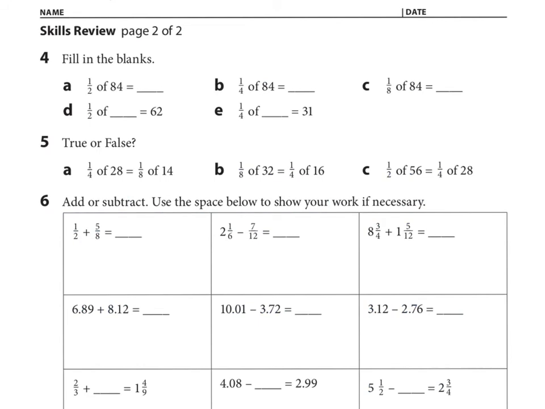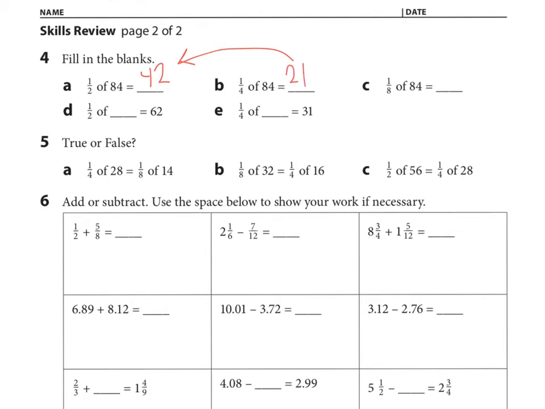Number 4 says fill in the blanks. 1/2 of 84. So what's half of 84? That's right, 42. Half of 4 is 2, half of 8 is 4. B, 1/4 of 84. So what I can think there is I can just think half of a half. So what's half of 42, what I just found? Half of 42 would be 21.